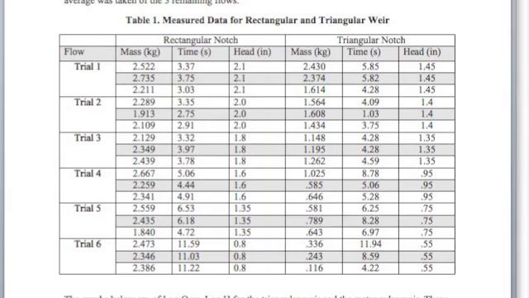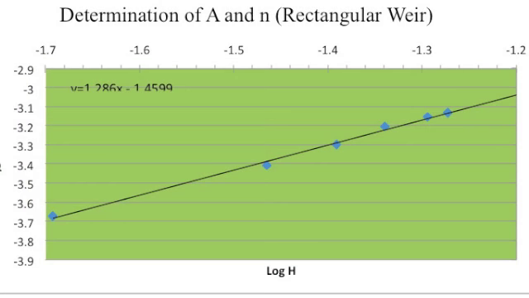The following table is the data that was directly measured in the laboratory. For the experiment, there were 6 flow settings. 5 measurements were taken, and the largest and smallest values were discarded, and an average was taken of the 3 remaining. The graphs shown are of log Q versus log H for the rectangular and triangular weir.